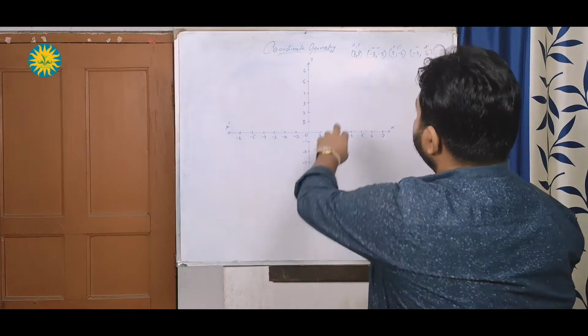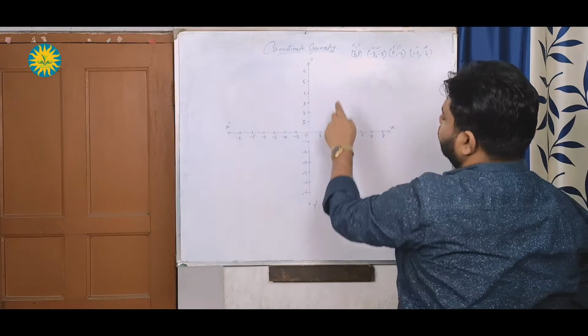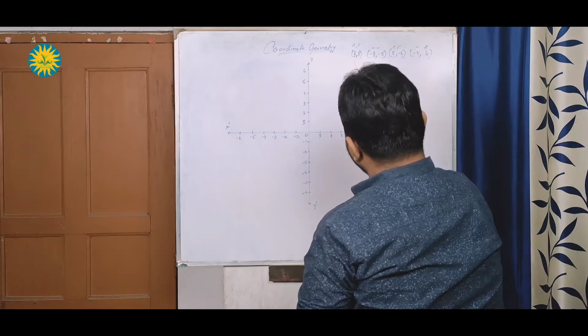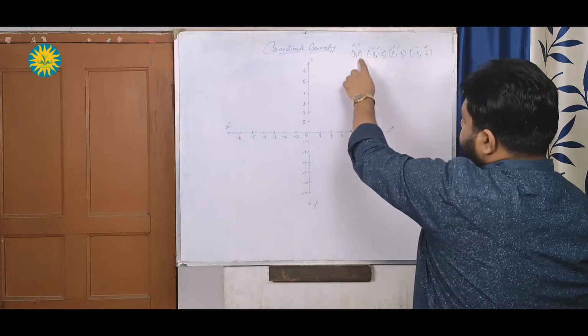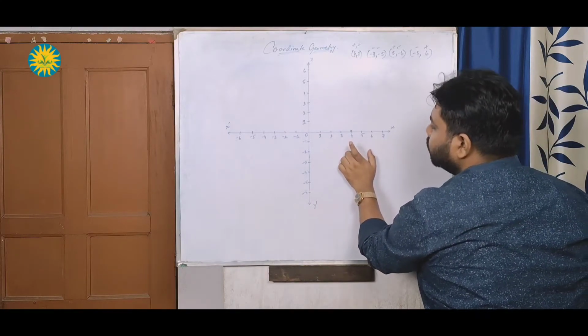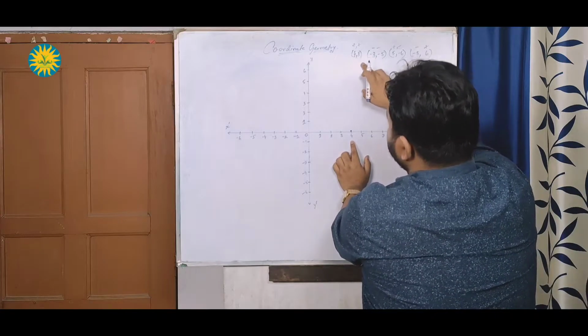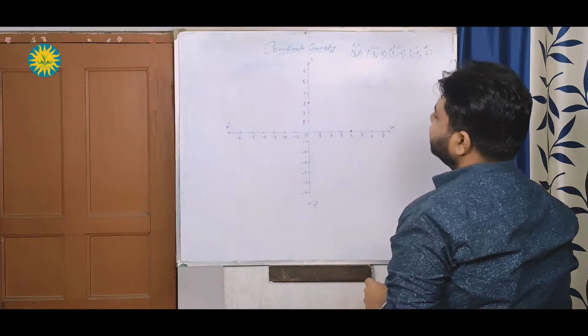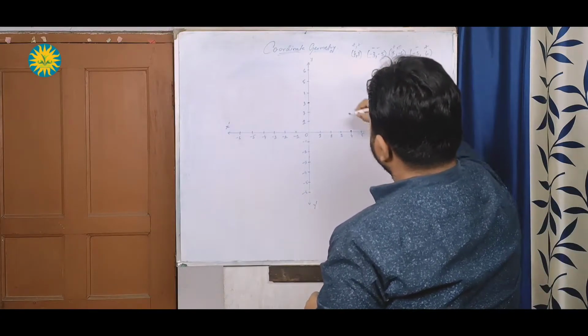4 means the x coordinate is 4: 1, 2, 3, 4. So this is the position of the point on the x coordinate. Now the y coordinate is 3: 1, 2, 3. This is the y coordinate. Now the x coordinate and y coordinate will meet each other.